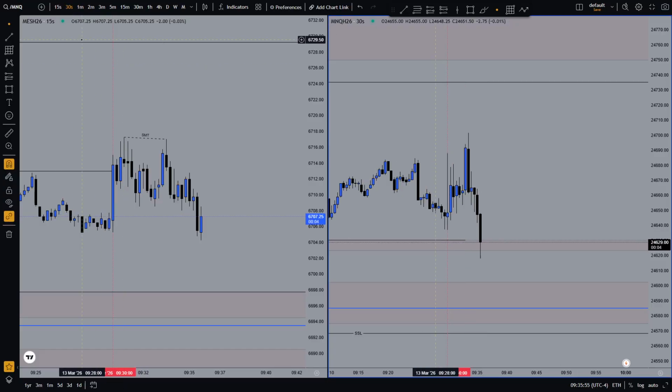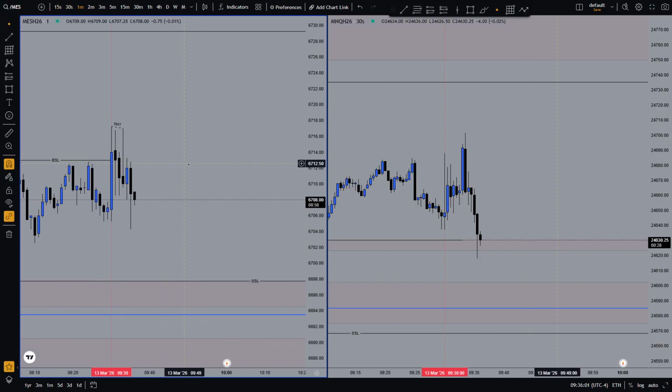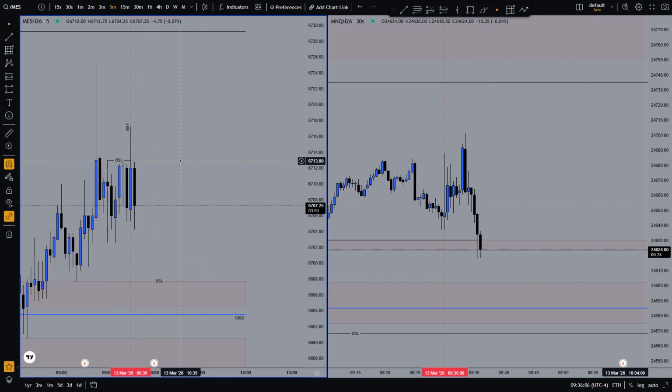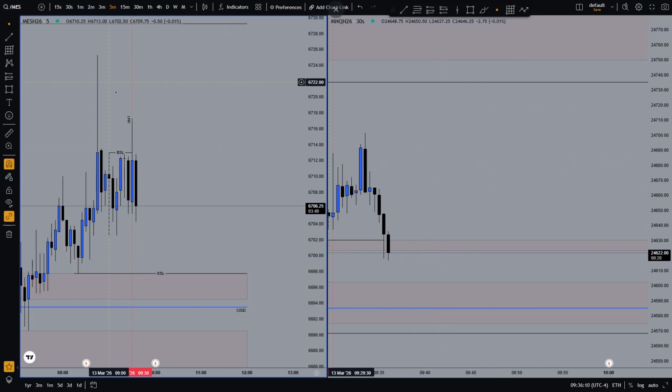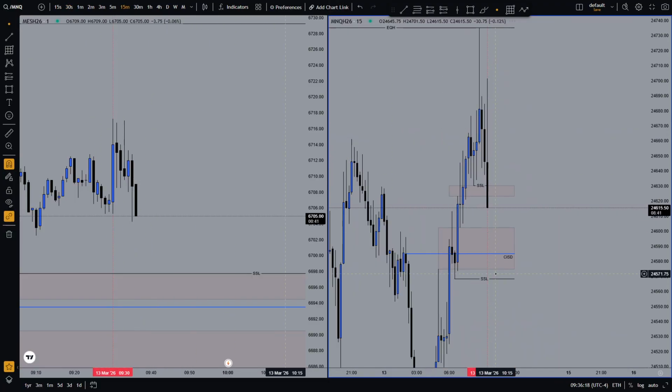So we'll just see what we get here though. See what we do. We have an SMT now. Nice size SMT. See if it wants to continue lower to the change, to this gap, sell side down here.